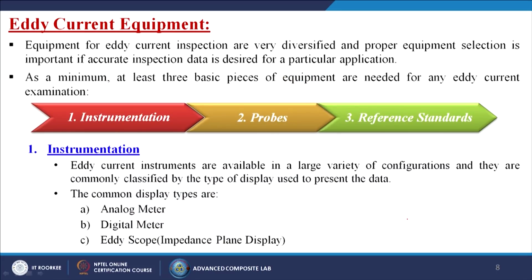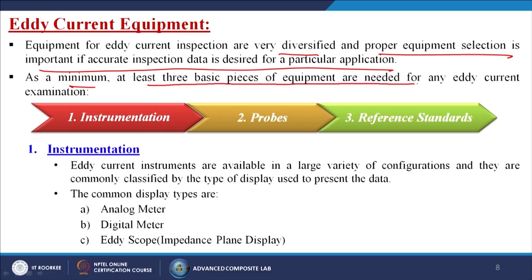Now, eddy current equipment. Equipment for eddy current inspections is very diversified, and proper equipment selection is important if accurate inspection data is desired for a particular application. As a minimum, at least 3 basic pieces of equipment are needed for any eddy current examination. What are those? First is the instrumentation, second is the probes, third is the reference standards.